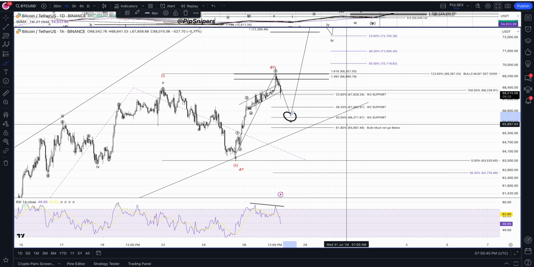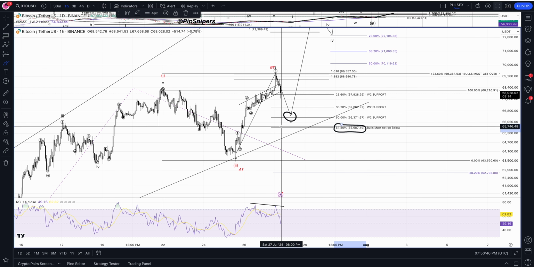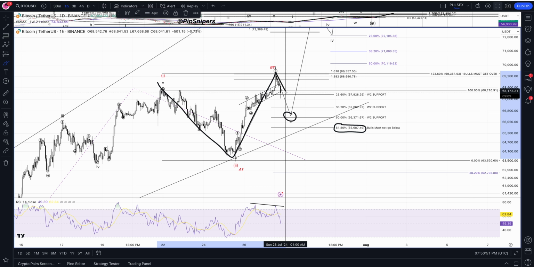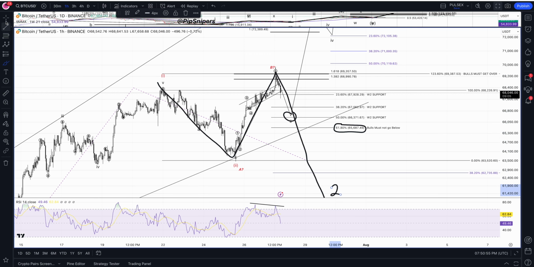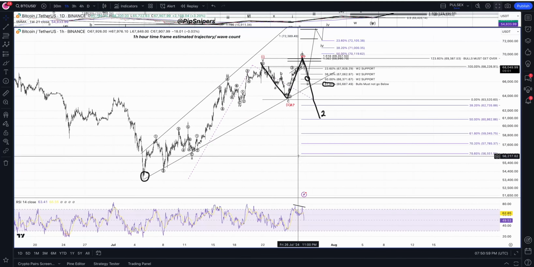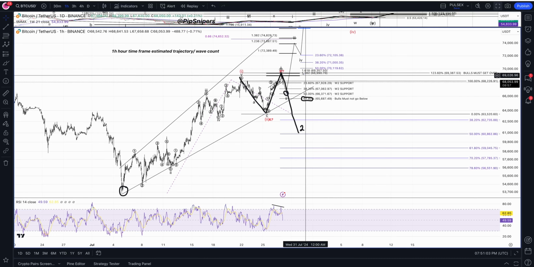Okay, so it's crucial that Bitcoin bulls hold above 65,687. Otherwise, this would be your A wave, this would be your B wave, before having a C wave to the downside for your wave 2. Okay, it would come down to any of these fibs below, found by taking a fib from our very low here up to our local high.